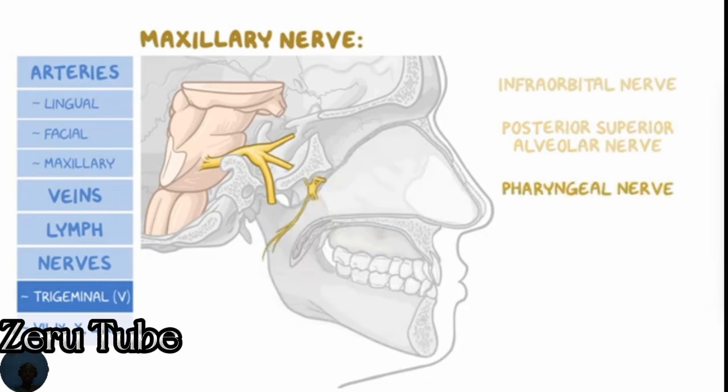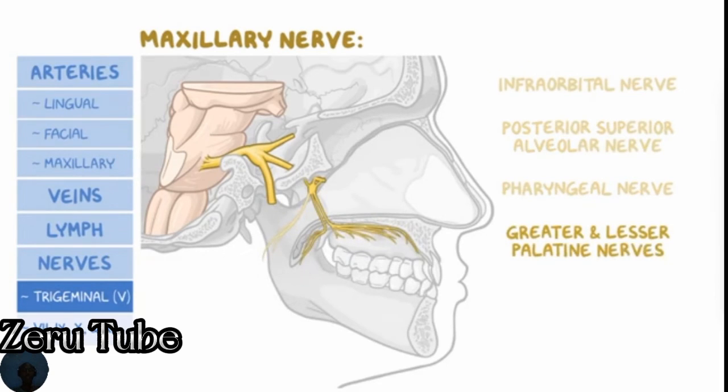Other branches of the maxillary nerve include the pharyngeal nerve, which gives innervation for the upper parts of the pharynx. The other branches are the greater and lesser palatine nerves, which give innervation for the hard palate and soft palate.